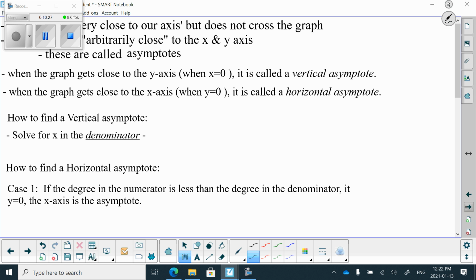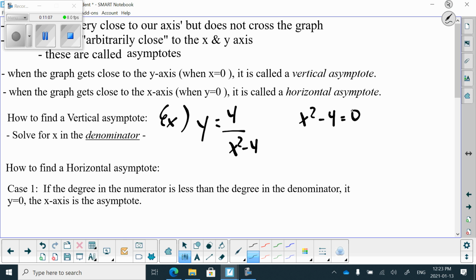How to find a vertical asymptote? We solve for x in the denominator. So, for example, if we had y is equal to 4 over x squared minus 4, it does not matter at all what's in the numerator because we're finding the vertical asymptotes. What would make it 0 in the denominator, so that we'd get an error? That's our vertical asymptotes. So whatever it is, we just take our denominator, set it equal to 0, and solve. So if we had this, what would we do?